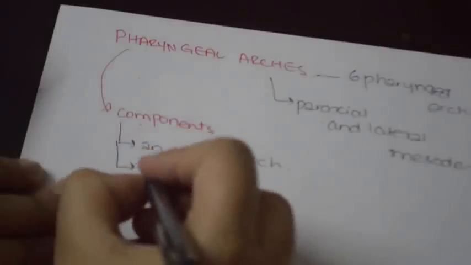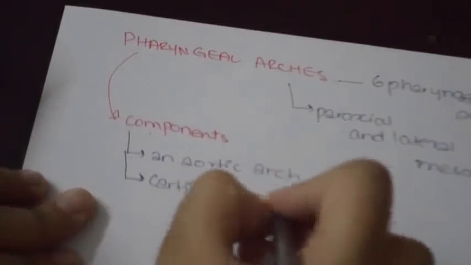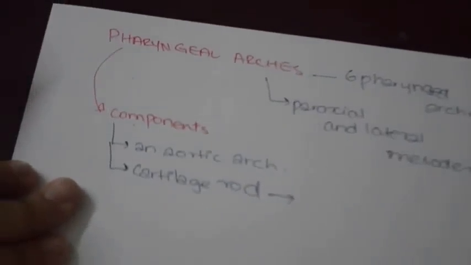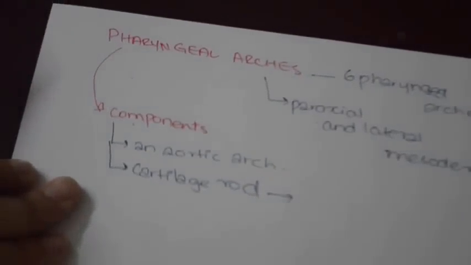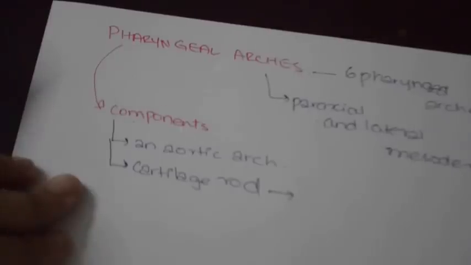Then there is a cartilage rod. The cartilage rod is actually formed by neural crest cells. These cells come from the neural crest, and they form the skeleton and the connective tissue of the pharyngeal arches.